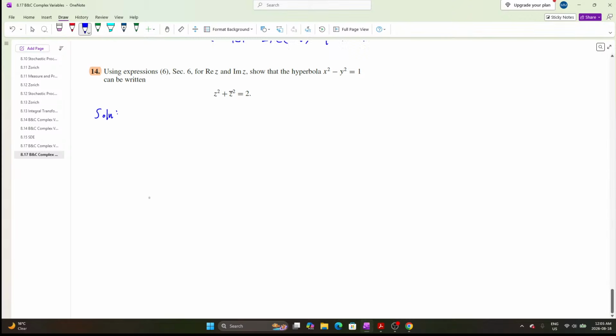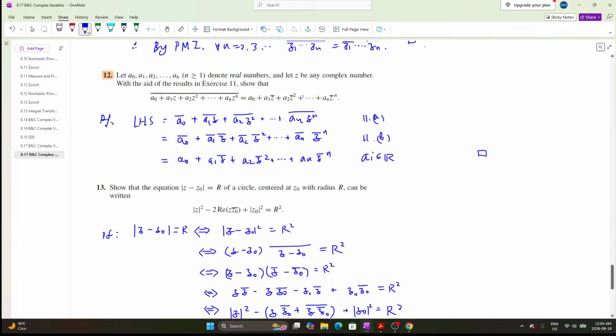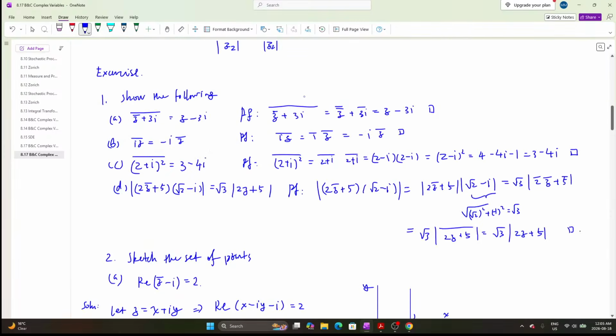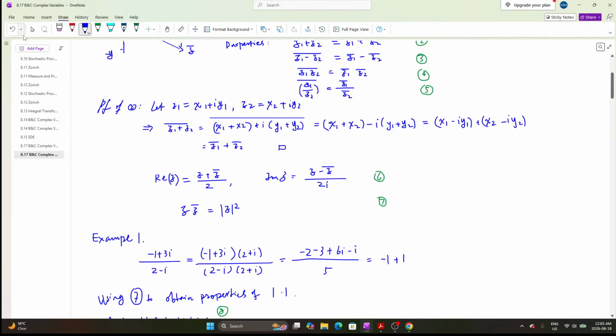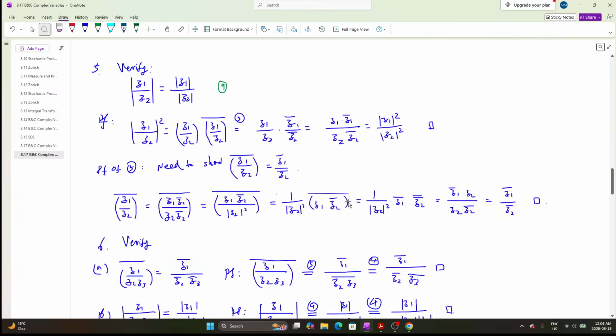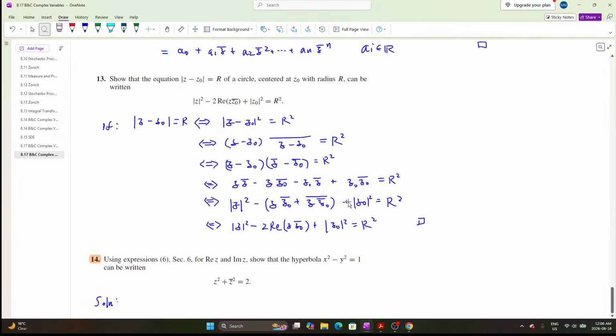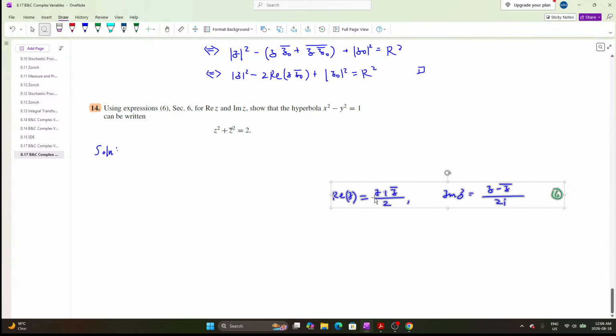Okay, anyway, coming back to the exercise. This is the second last exercise of the day. We want to show that here, the expression 6 for real part and imaginary part, this means the real part is half of z plus z bar. This is equation 6. We want to use this to show the hyperbola can be written in complex form.